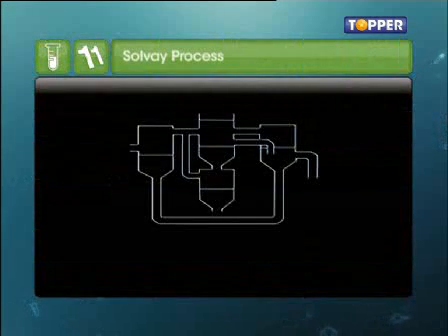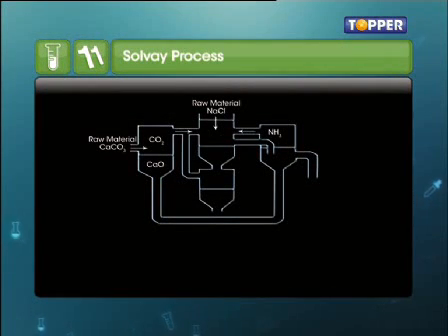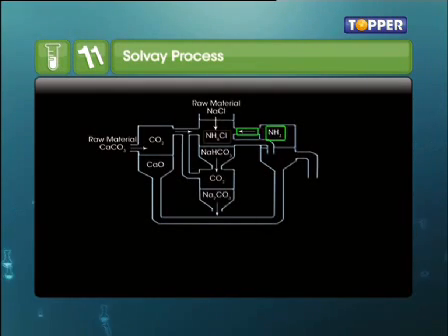Please remember that it is usually prepared through the Solvay process. The Solvay process involves various stages. Let's understand the first stage. In the first step, saturated brine solution is made to react with ammonia. This ammoniated brine is then carbonated with carbon dioxide to form sodium hydrogen carbonate.